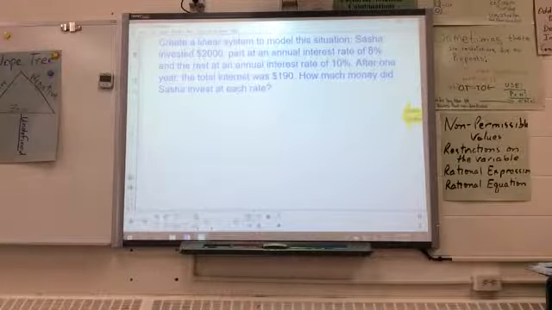Okay. Now, last question. Sasha invested $2,000, part at an annual interest rate of 8%, and the rest at an annual interest rate of 10%. After 1 year, the total interest was $190. How much money did Sasha invest at each rate? Now, this is an annoying-looking question, but it's quite doable once you look at it and think.